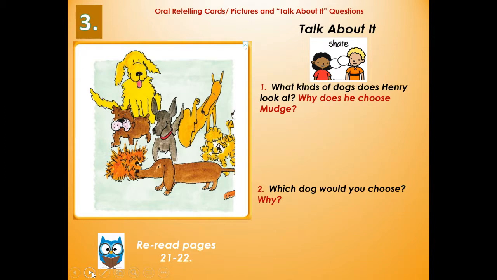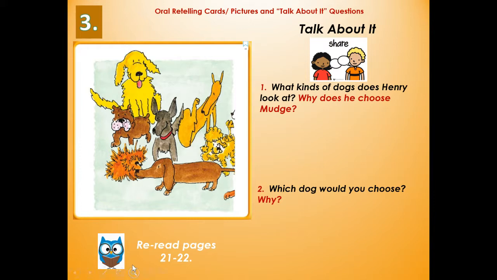So number 3, look at the picture. Who is in the picture? What's going on? Where are they? You can read more about this on pages 21 and 22 in the Journeys textbook. Number 1, our first question is, what kinds of dogs does Henry look at? Look at all those dogs in the picture. What kinds of dogs does Henry look at? Why does he choose Mudge?